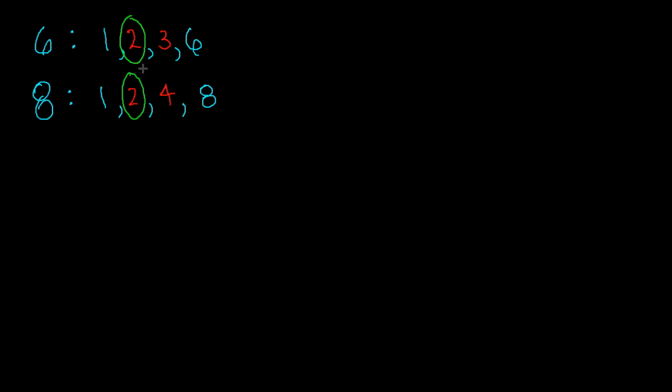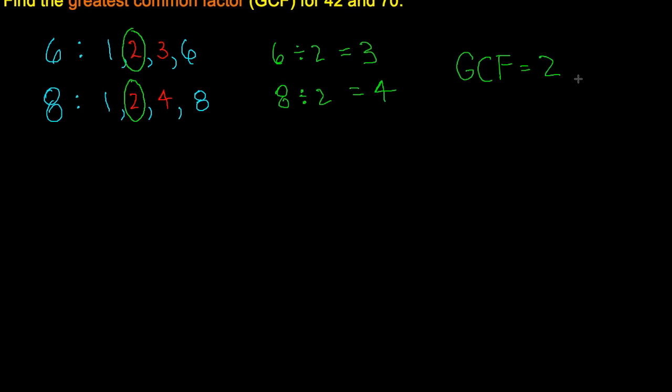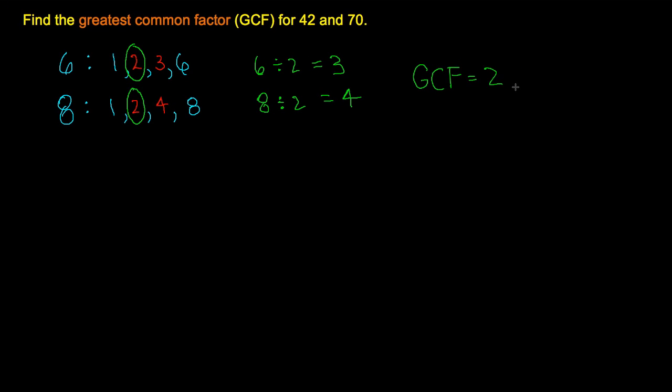In other words, 6 is evenly divisible by 2. 2 fits in there 3 times. 8 is evenly divisible by 2, and so that works out to 4. Neither of those has a remainder. So our greatest common factor, our GCF, is 2.